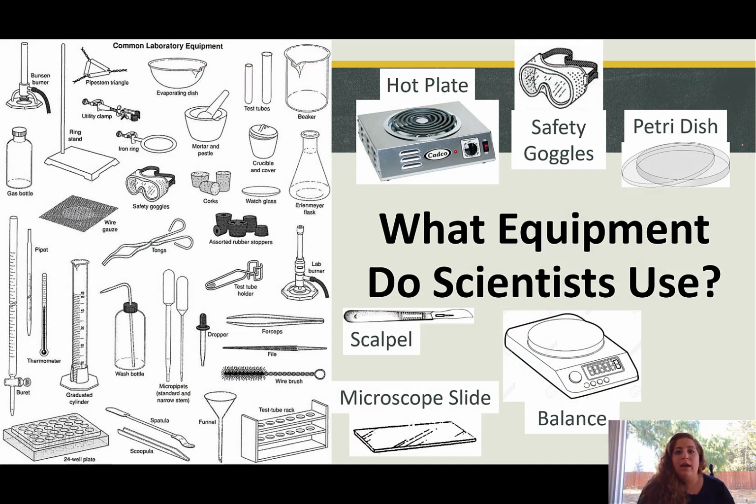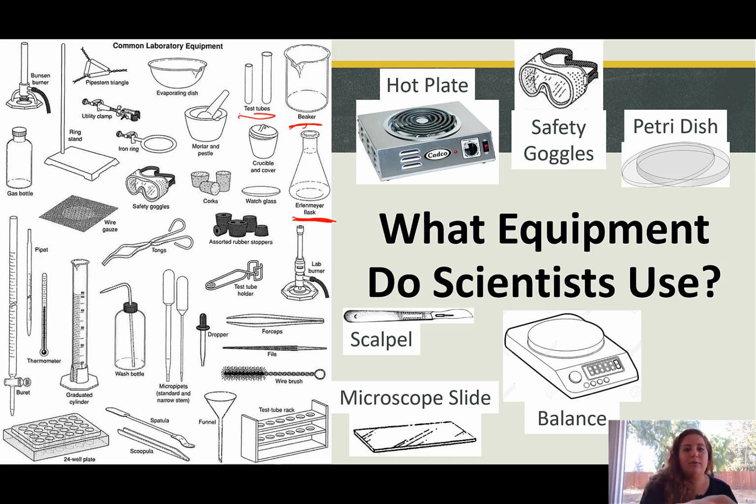All right, almost there. What equipment do scientists use? Some of these you're going to have to be responsible for on a quiz. But you've got things where we measure, or we hold liquids, or we heat things up, or we weigh things, or we grow things in them. And we're going to be using a bunch of these this year. So you have beakers and Erlenmeyer flasks. These hold liquids, and we can actually measure how much is in there.